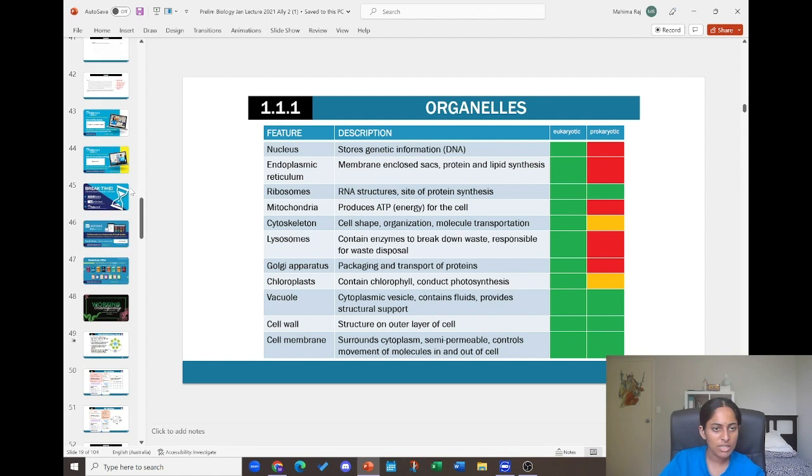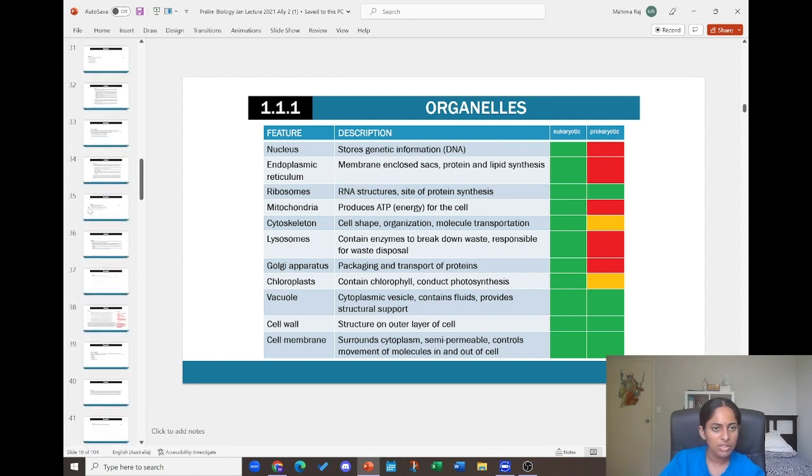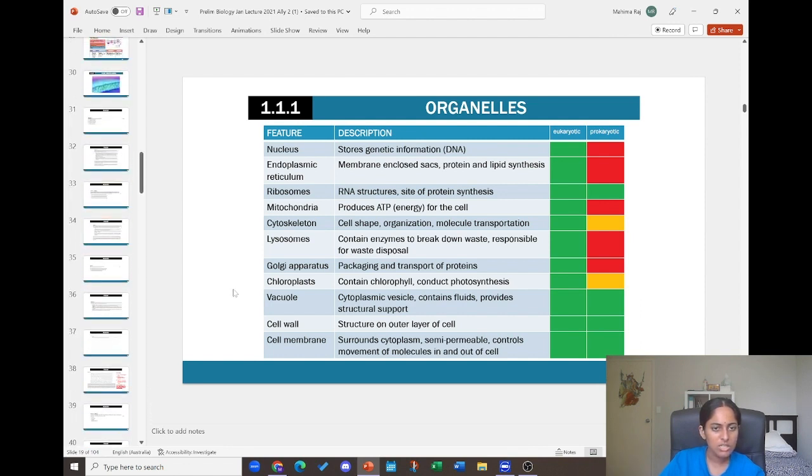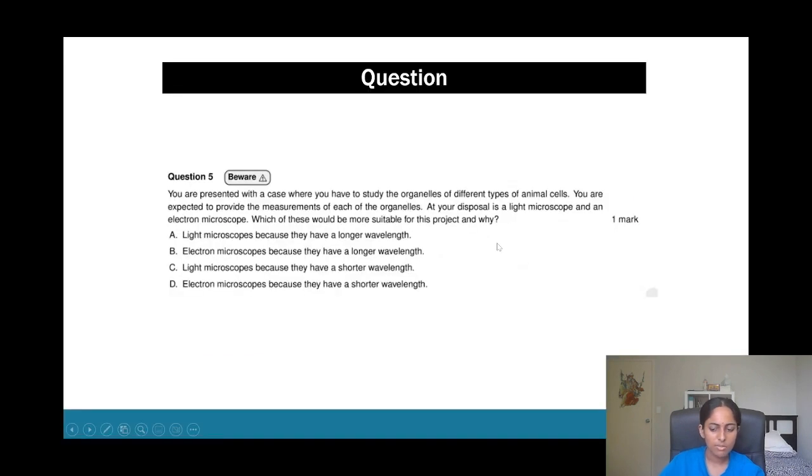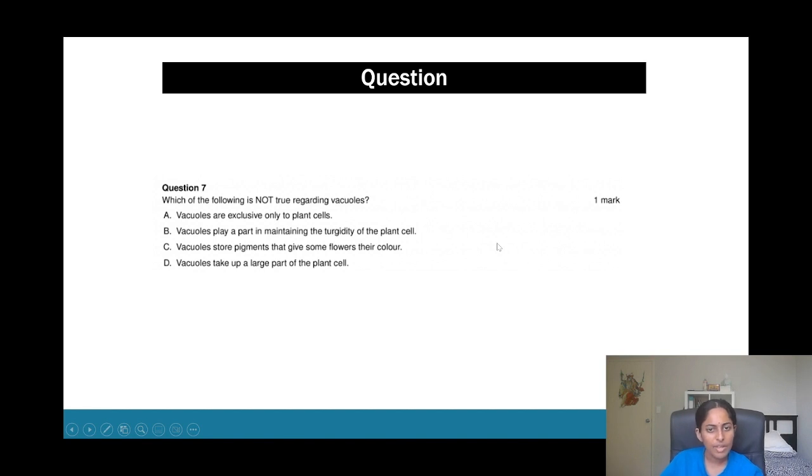So if I go back to our question, let me just go back. In terms of the next few ones, we can see that vacuoles play a part in maintaining turgidity of the plant cell. Turgidity is pretty much strength and structure. And I said that vacuoles are structural organelles, so that plays a part.